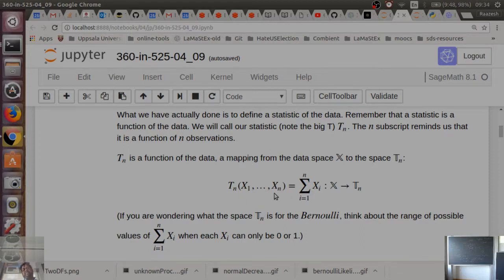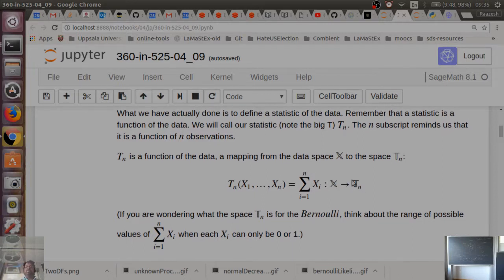So Tn of the data is simply the sum of xi's, and it goes from the data space to the statistic space. So what is the actual set for Tn? The space, I mean. It's from 0 to n. Yes. Good. And integers, or real numbers? Integers, perfect. Very good.